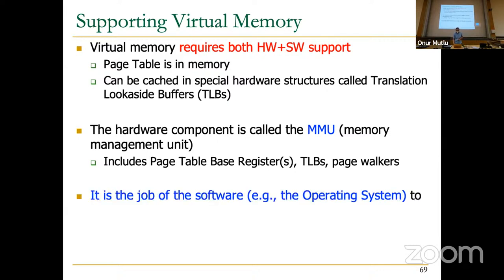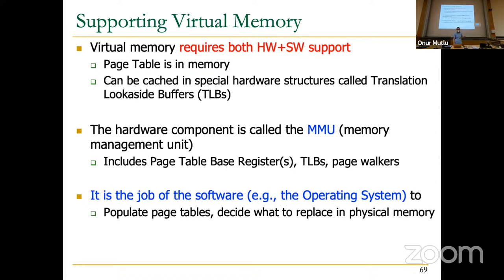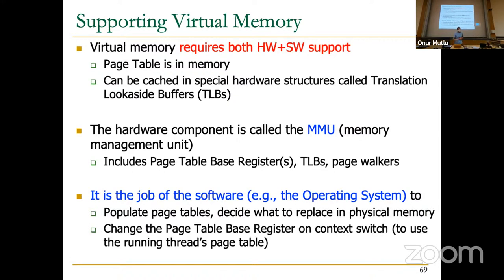And it's the job of the software, in other words, especially the operating system, to populate the page tables, decide what to replace in physical memory, and change the page table base register on a context switch to use the running thread's page table. Right? Because every process has its own page table, so you need to change the page table base register so that you can access things correctly. Otherwise, this becomes a security problem, right? If one process accesses some other process's data because the operating system forgot to change the page table base register, that doesn't sound very good.